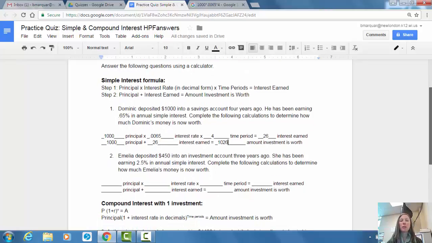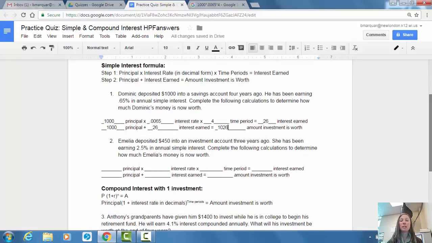So now let's look at Amelia. She deposited $450 into an investment account 3 years ago. She's been earning 2.5% in annual simple interest. Complete the following calculations to determine how much her money is now worth. So in Amelia's case, $450 is her principal. Interest rate, moving it 2 to the left, is 0.025. And the time period is 3 years.